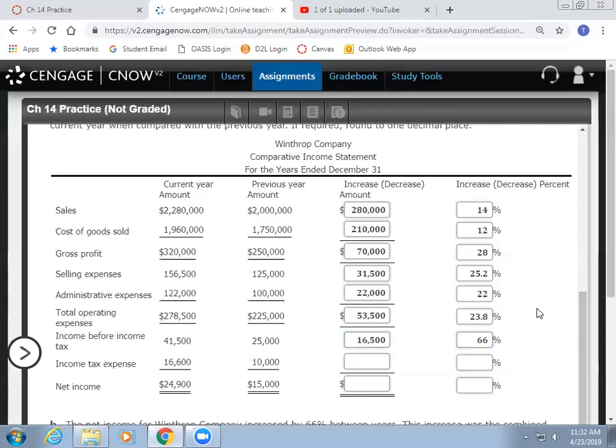Income tax, well, if income goes up, of course our tax liability goes up, right? The more you make, the more they take. So it went up 6,600, which was also a 66% increase. So it was relative to our income increase. So we stayed in the same tax percentage is what that tells me. And then my net income went up 9,900. Also a 66% increase.